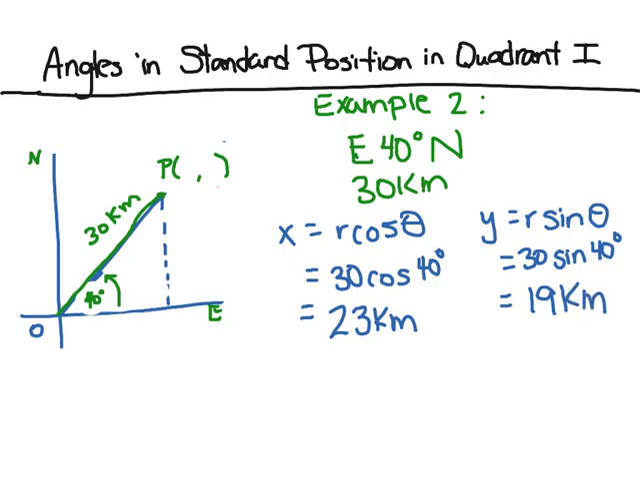So we know that they're traveling 23 kilometers east, then 19 kilometers north.